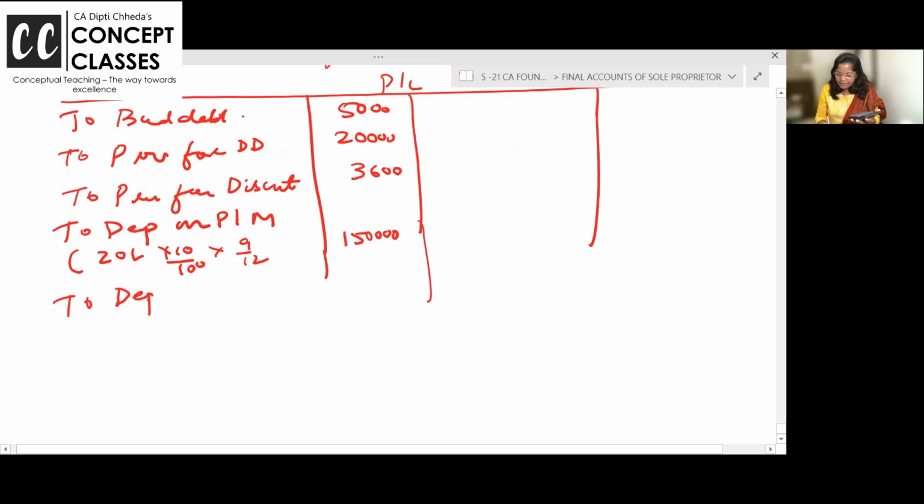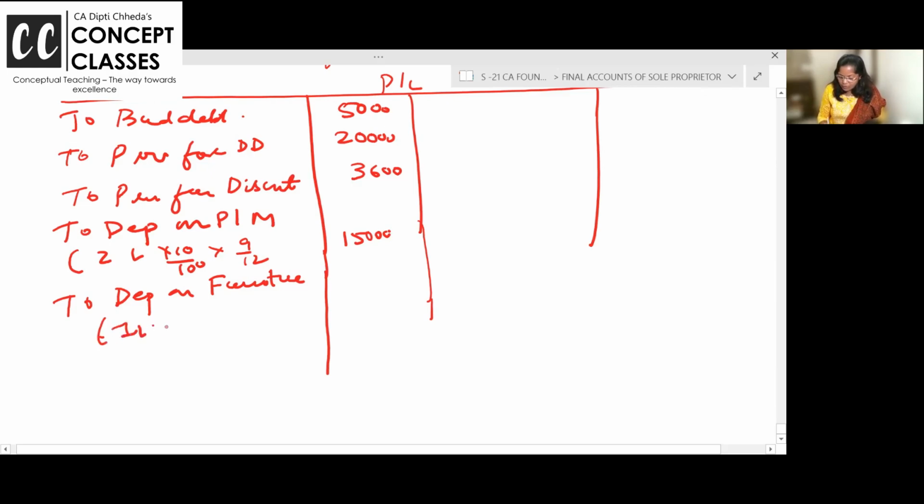Now we calculate depreciation on furniture. फर्नीचर का डेप्रीसिएशन, 1 लाख. Oh sorry, plant and machinery is 2 lakh, not 20 lakh, 2 lakhs. So depreciation will be 15,000.